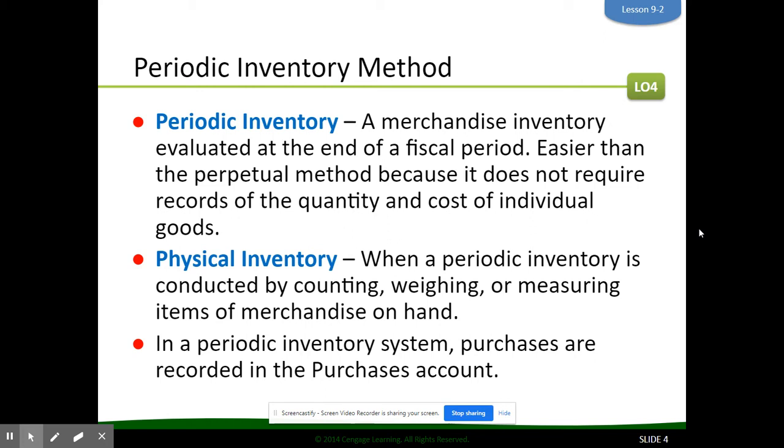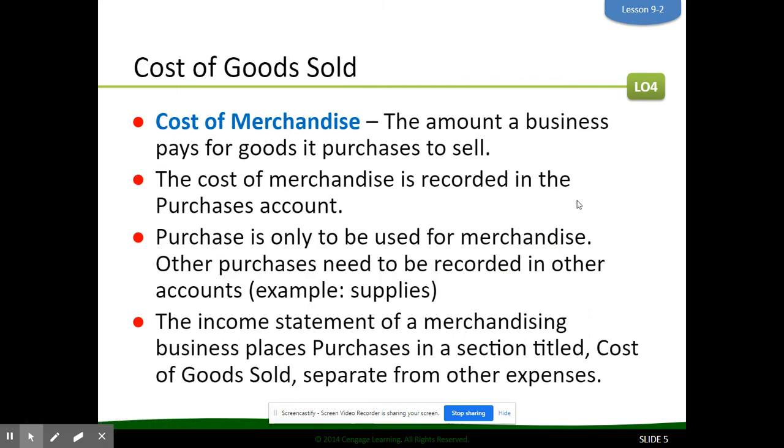The physical inventory is when a periodic inventory is conducted by counting, weighing, or measuring items of merchandise on hand. In a periodic inventory system, purchases are recorded in what's called the purchases account, and this is a new account that we did not have to utilize previously. Now, cost of merchandise is the amount a business pays for goods it purchases to sell. The cost of merchandise is recorded in the purchases account.